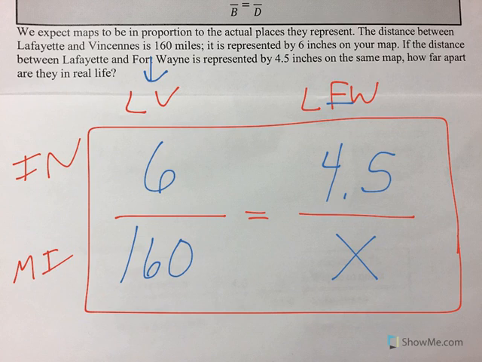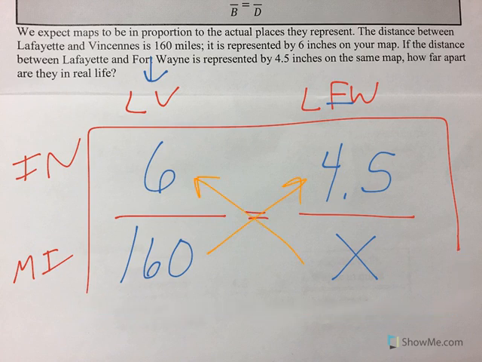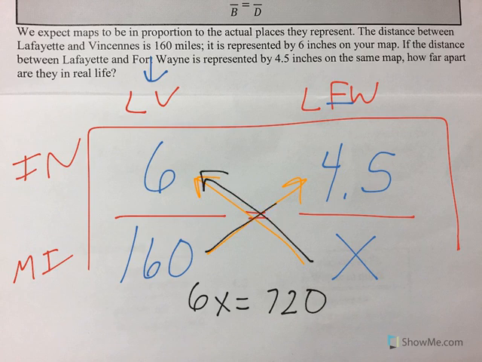So I like to do the labels on the outside of my proportion because then I know that I'm setting things up consistently. We cross multiply. So I need some more space here. So when I cross multiply, I get 6x equals 720, right? X times 6 is 6x. 160 times 4.5 is 720. I divide both sides by 6 because then these cancel out. And I am left with 120 miles from Lafayette to Fort Wayne.